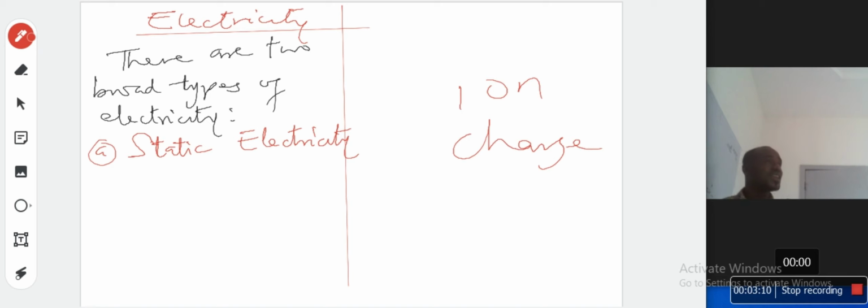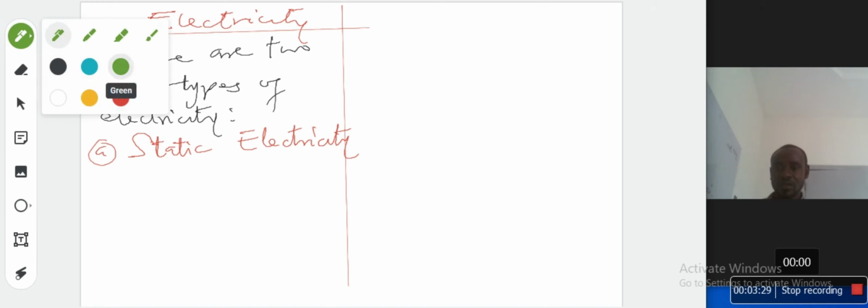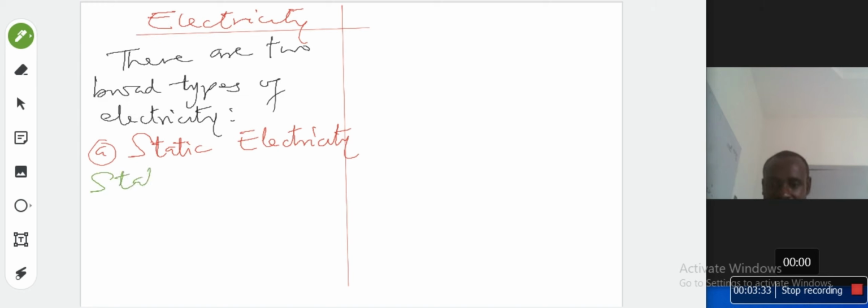So static electricity involves charges that are transferred and they stay in their position. They don't flow. That is compared to current electricity, which we'll look at later. So let's look at static electricity. I will just write a simple note.